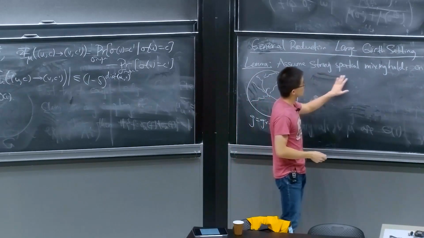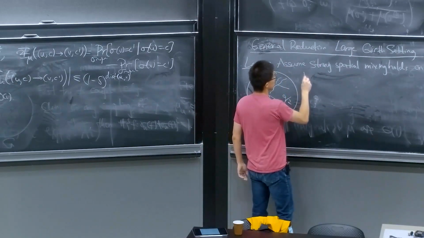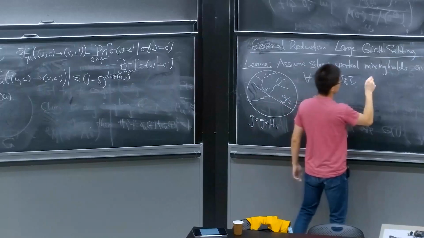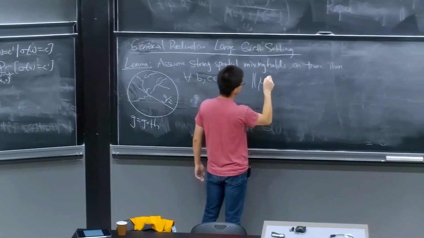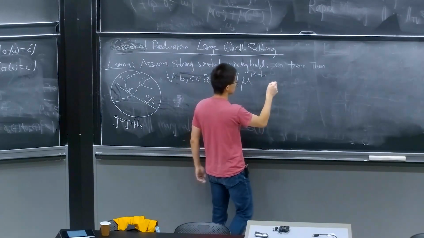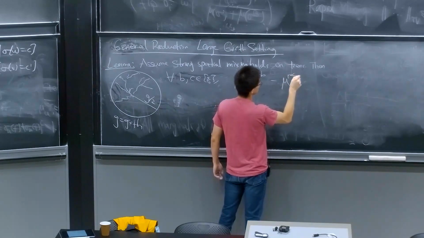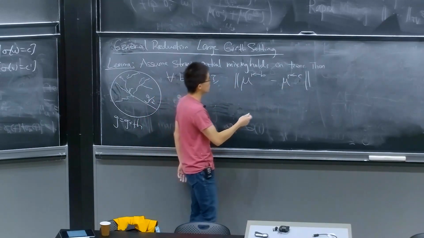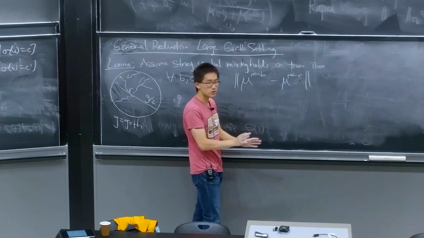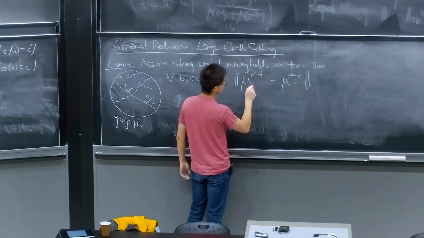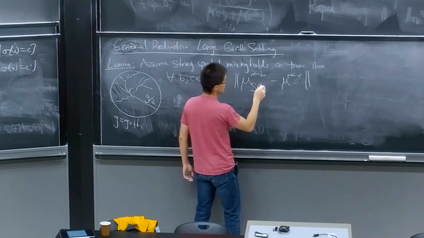And what I want to claim is the following. If I assume strong spatial mixing holds on trees, then for all, say, colors B and C, if I look at these distributions where I condition on the vertex R being assigned color B versus a different choice of color for the vertex R, and if I look at just the marginal distribution induced on the boundary of this ball, okay, so let's say, let's say this is.